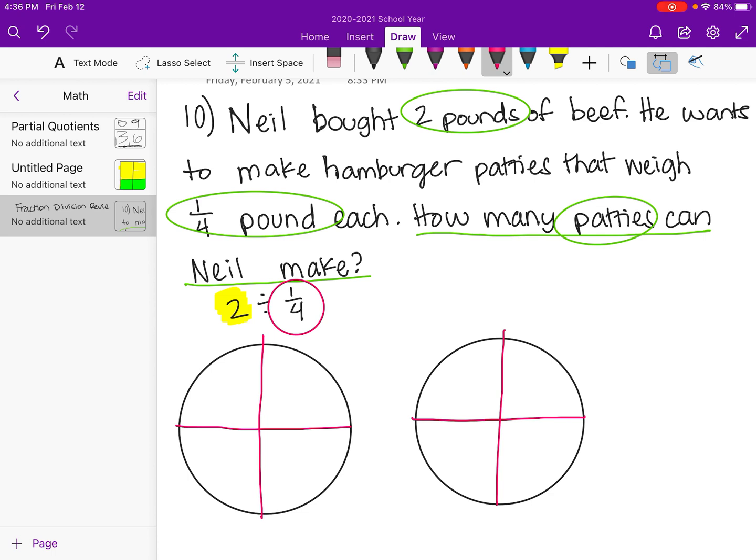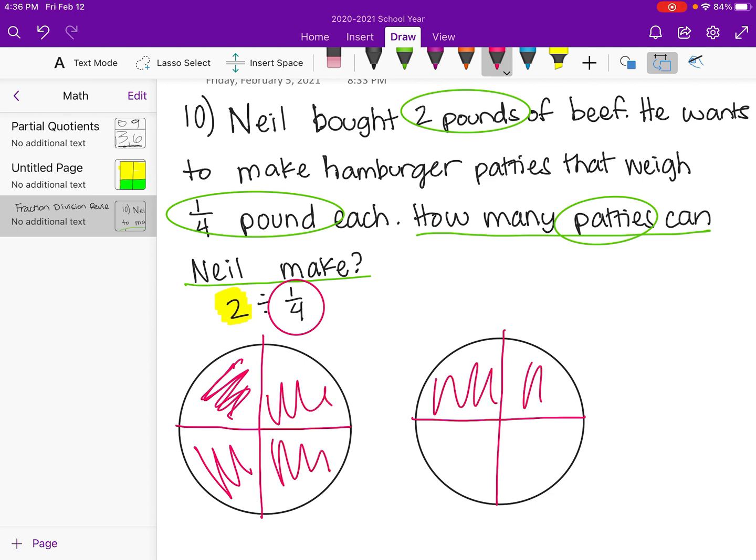Now, how many 1/4 pound patties can Neil make? Well, each of these is 1/4 of a pound. So he can make 1, 2, 3, 4, 5, 6, 7, 8. He can make 8 patties. That's my answer.